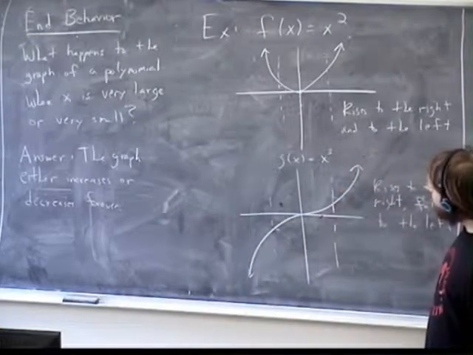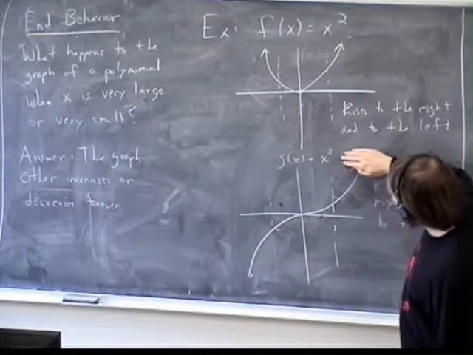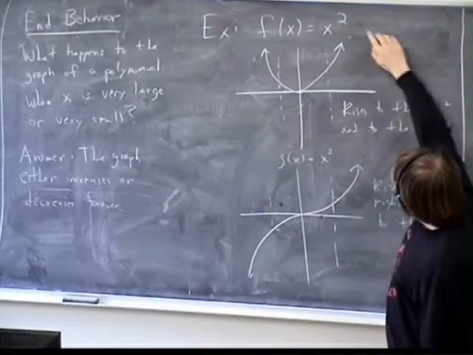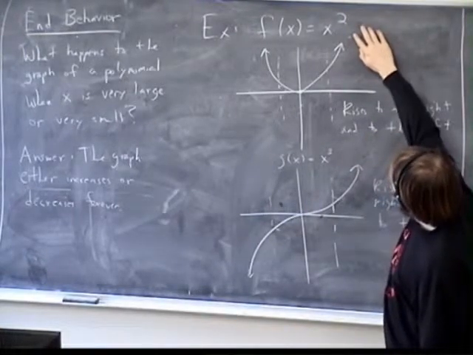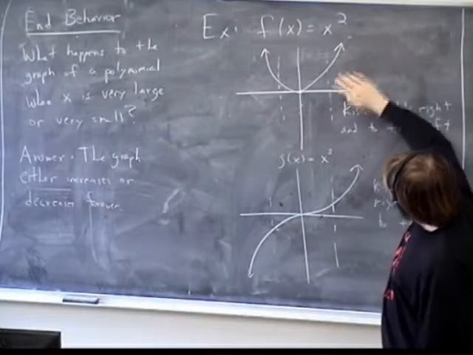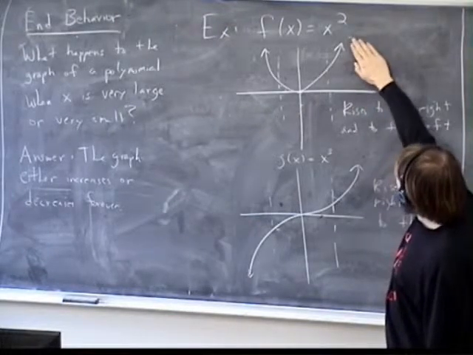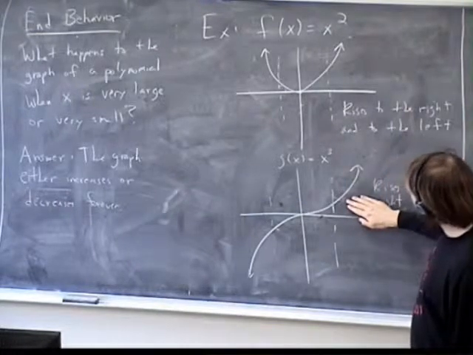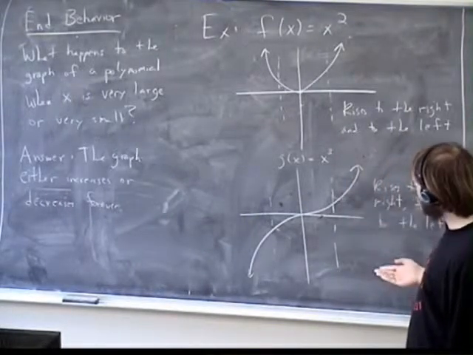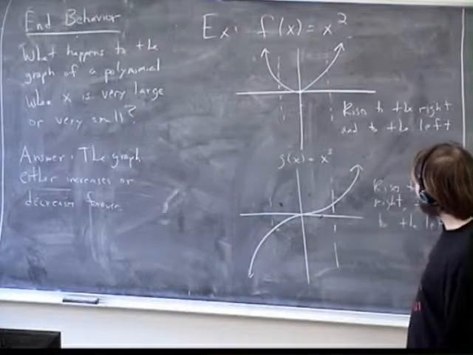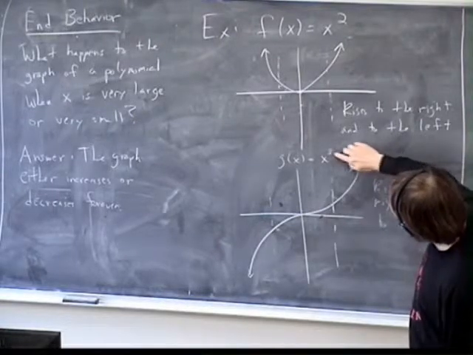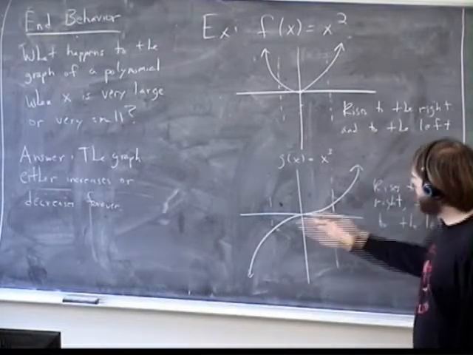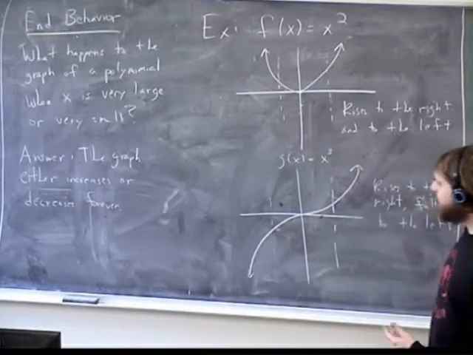And it will turn out that if the highest power of your polynomial is an even exponent, like 2, 4, 6, then the end behavior will look something like x squared. And if your highest power appearing in your polynomial is an odd number, like 3, 5, 7, then your end behavior will look like x cubed and will be different on the two sides. But I'll explain that more in the next video.